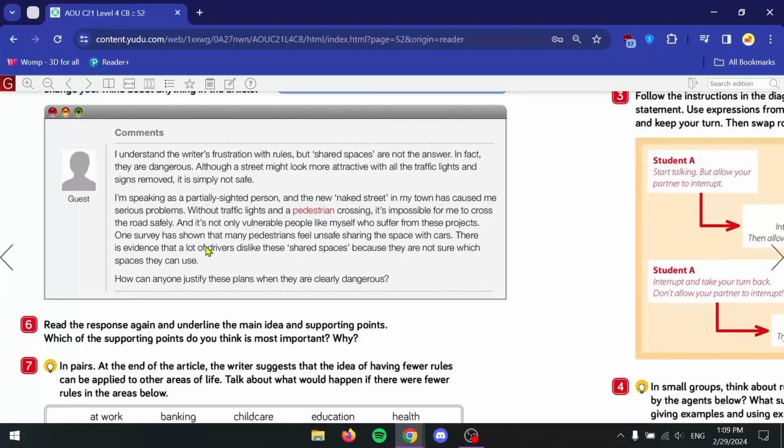Now, we're going to read this again. I want you to focus on the main idea and the supporting points. And which of these supporting points do you think is most important and why? So let's go over this together. Again, pause the video before we do any of this. Do this on your own first. This is reading, you guys. I don't have much to work with here, but you should pause the video and read on your own so you get a better idea of how to identify the main idea and its supporting points. So, understand the writer's frustration with rules, but shared spaces are not the answer. In fact, they are dangerous.